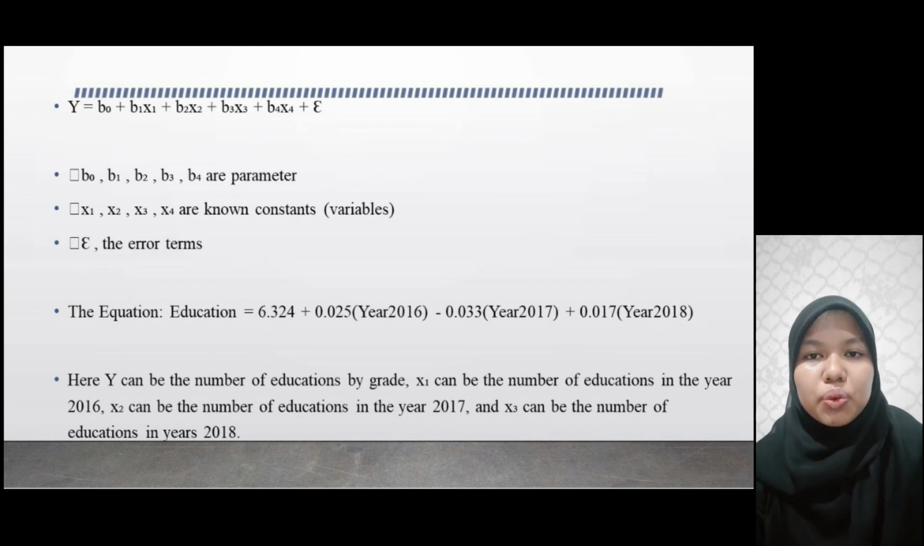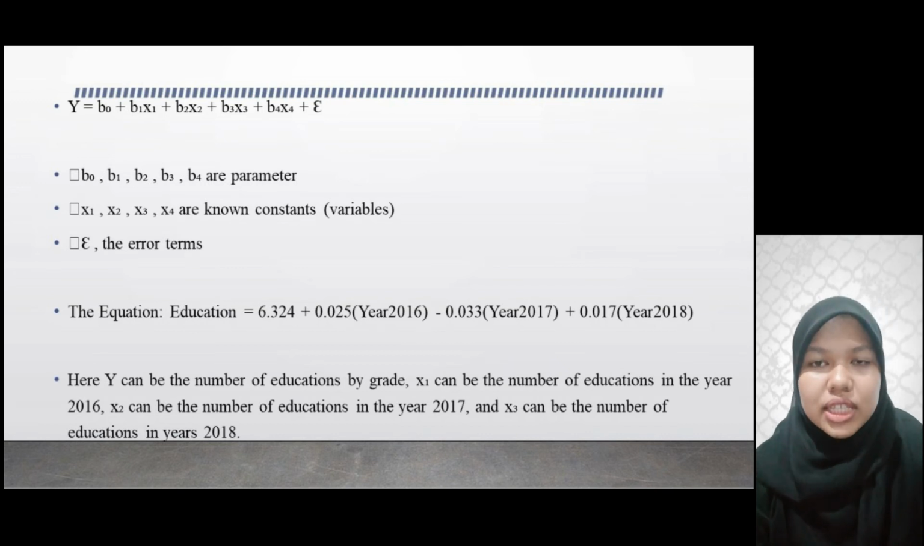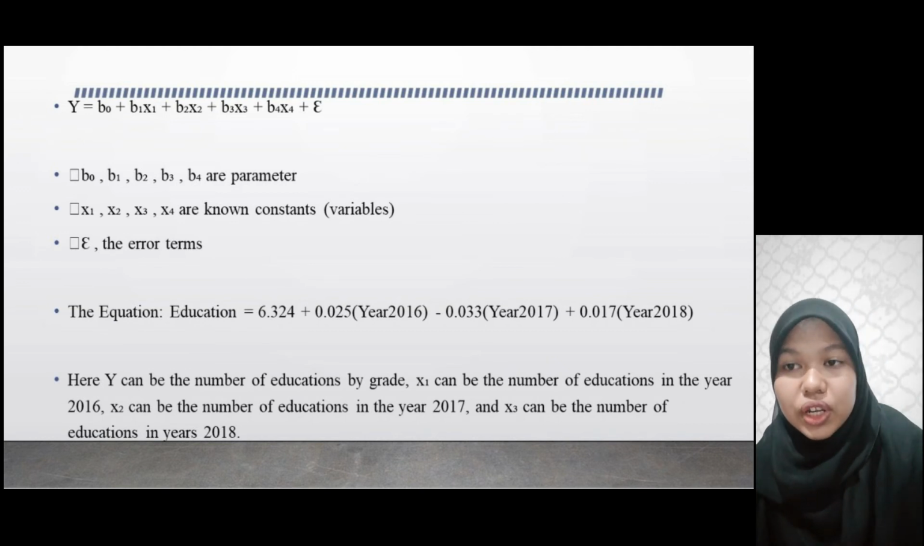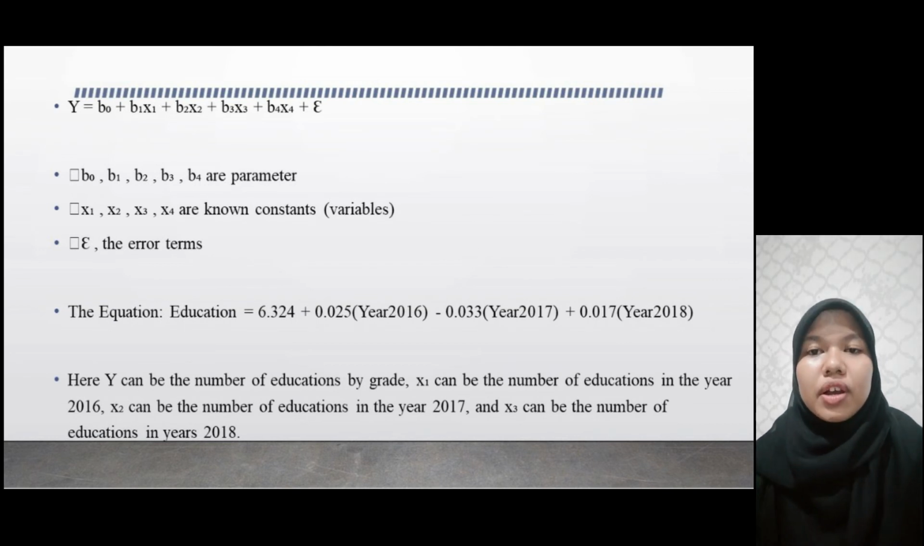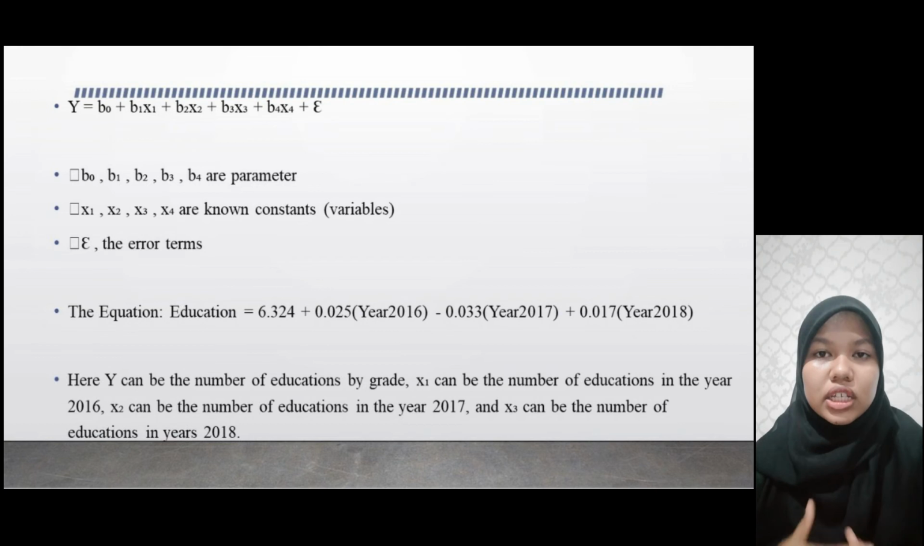So here Y can be the number of education by grades. X1 can be the number of education in year 2016. For x2, the number of education in year 2017. And lastly, x3 can be the number of education in year 2018.